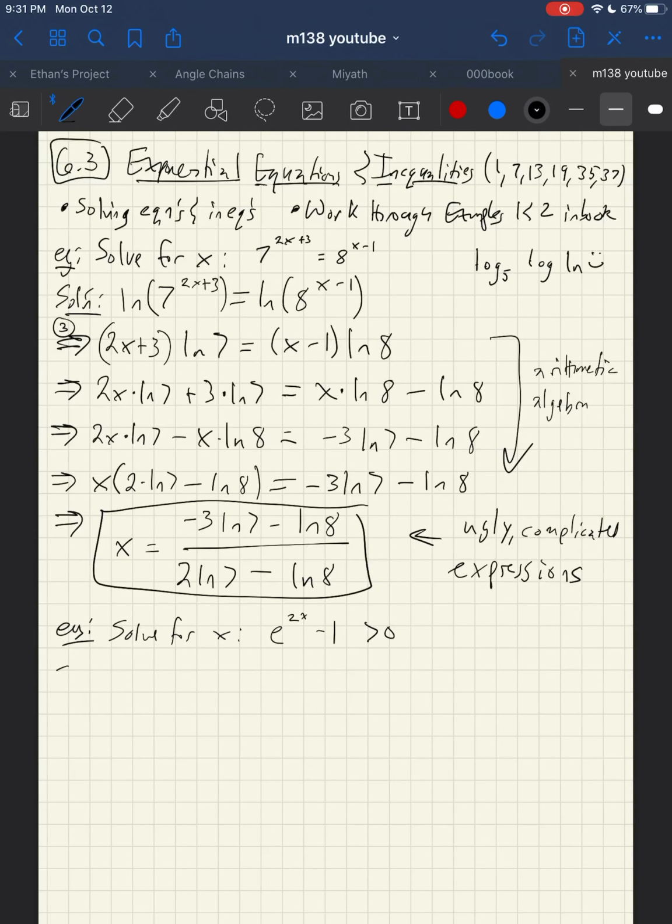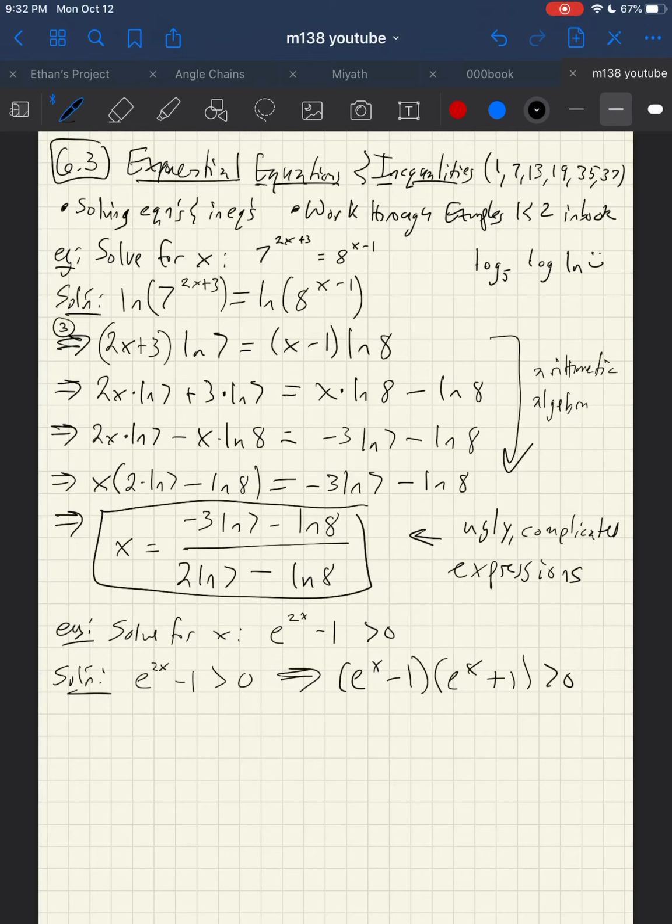So in this case, I'm going to write this as a difference of squares. e to the 2x is e to the x squared, and 1 is, of course, 1 squared. So I can write this, e to the 2x minus 1 positive, as e to the x minus 1 times e to the x plus 1 positive. Okay? So I've factored this, and I'm treating e to the x as my variable.